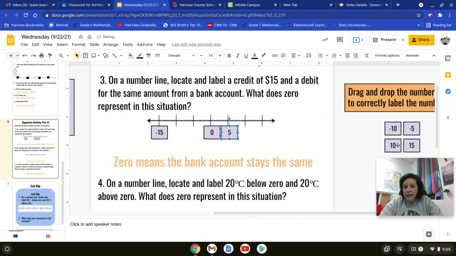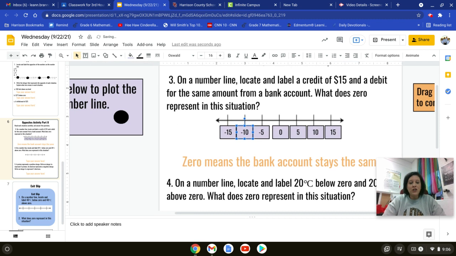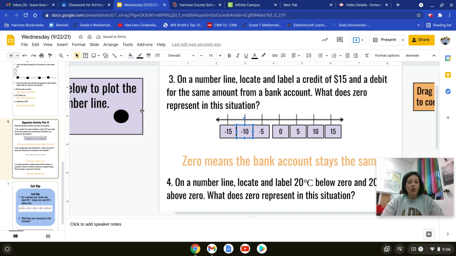And then you go 10. And then you go 15. And then you count in a negative way, -5, -10, -15. So you're going to drag over your little number line that you've made here, now that you've completed your number line. And now that you've labeled it, you're going to put a credit.